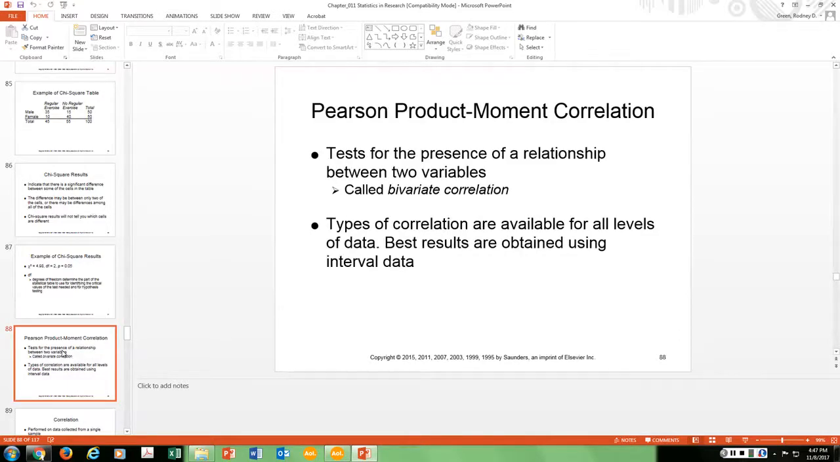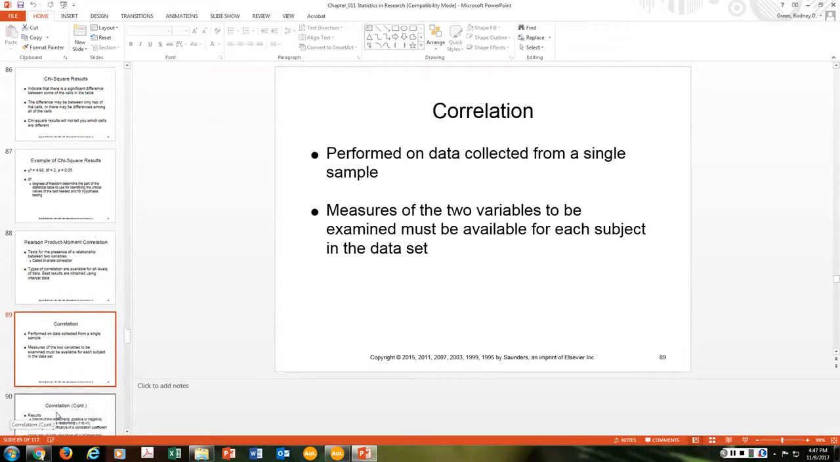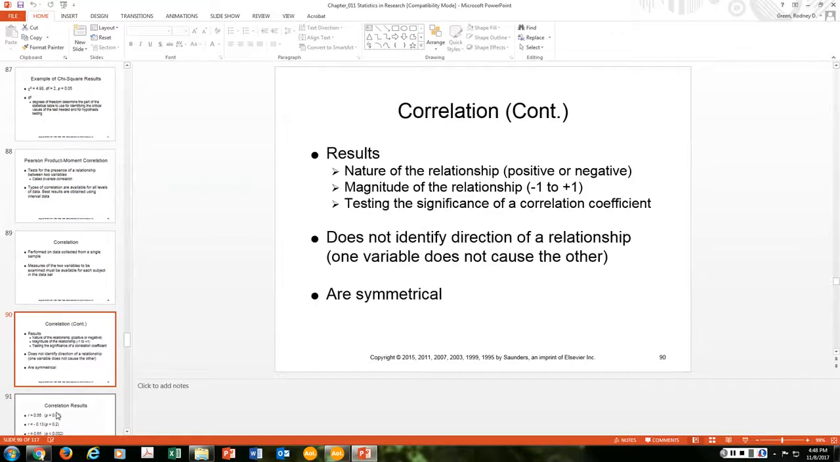Pearson product moment correlation tests for the presence of a relationship between 2 variables, called bivariate correlation. Types of correlation are available for all levels of data. Best results are obtained using interval data. So correlation is performed on data collected from a single sample. Measures of the 2 variables to be examined must be available for each subject in the data set.